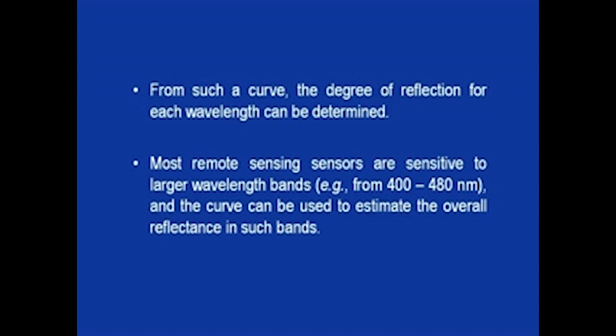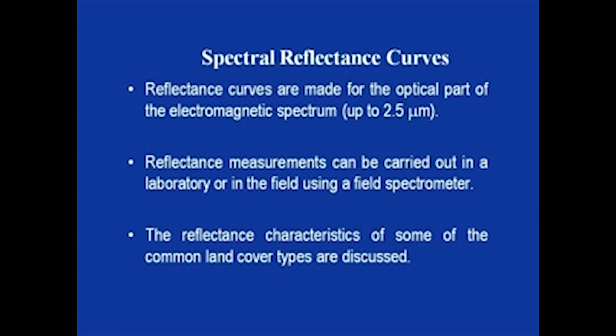Most remote sensing sensors are sensitive to larger wavelength bands, for example from 400 to 480 nanometers, and the curve can be used to estimate the overall reflectance in such bands. The reflectance curves are made for the optical part of the electromagnetic spectrum, up to 2.5 micrometers. The reflectance measurements can be carried out in a laboratory or in the field using a field spectrometer.